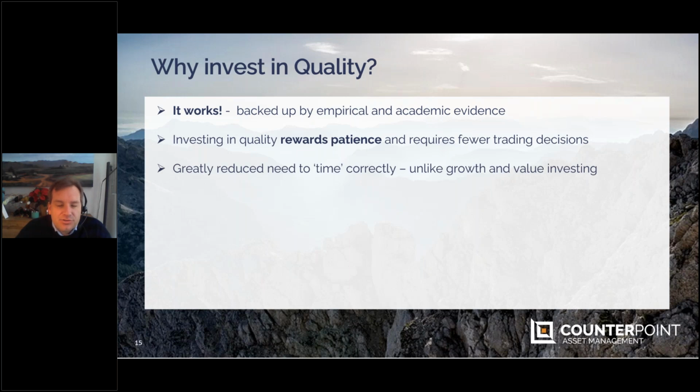There's a greatly reduced need to time correctly. With value and growth investing, one really has to be quite sensitive as to when one is going to invest in growth companies or cheaply valued companies. As we saw from those rolling 5-year returns, a significant percent of the time it can be a 50-50 bet, whereas there's a greatly reduced need in terms of when to invest in, say, a quality fund.